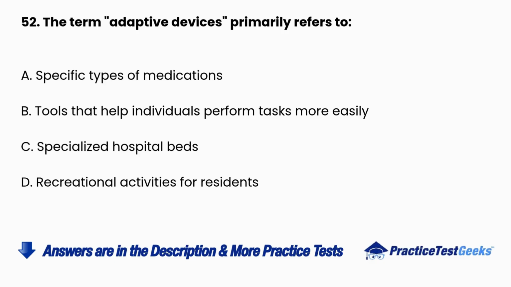52. The term adaptive devices primarily refers to A. Specific types of medications. B. Tools that help individuals perform tasks more easily. C. Specialized hospital beds. D. Recreational activities for residents.